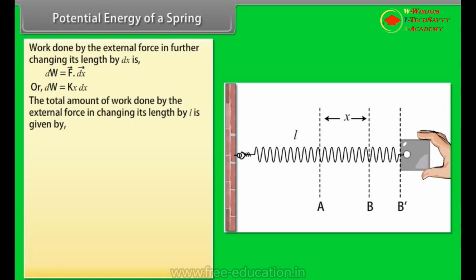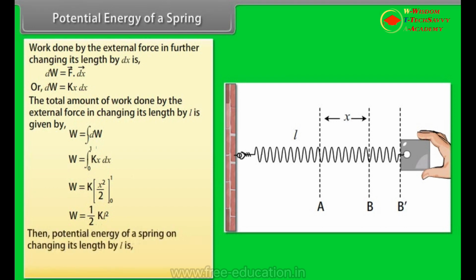Now, the total amount of work done by the external force in changing its length by L is given by W equal to the integration of dW. By calculating it, we get W equal to 1 upon 2 kL square. Then, the potential energy of a spring on changing its length by L is equal to W. Potential energy is equal to half kL square.